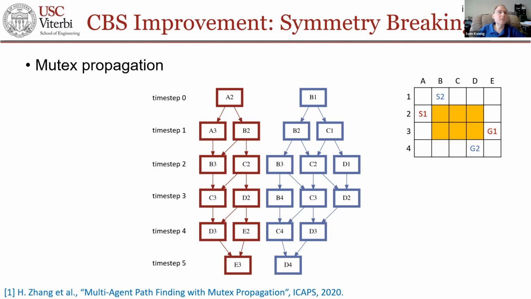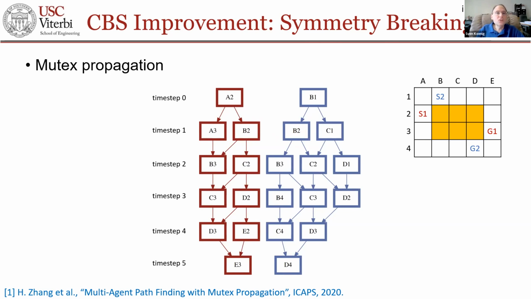So for example, it cannot be that the red agent is in this node here, so in location in cell B2 at time step 1, at the same time when the blue agent here is in this node, namely it is in cell B2 at time step 1. So why is that? Well, it's simply a collision, right? Both agents would be in time step 1 at cell B2. That's a collision. It's not allowed.